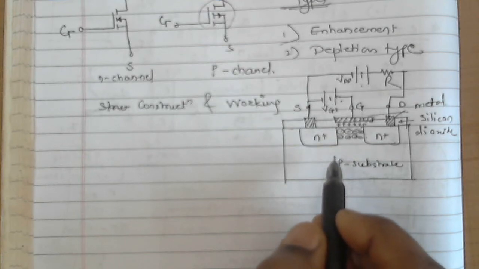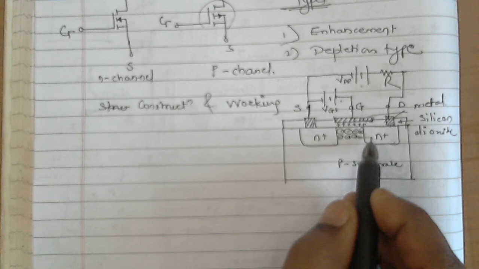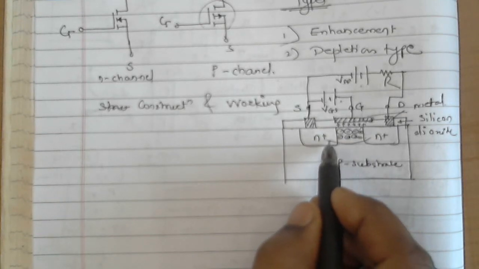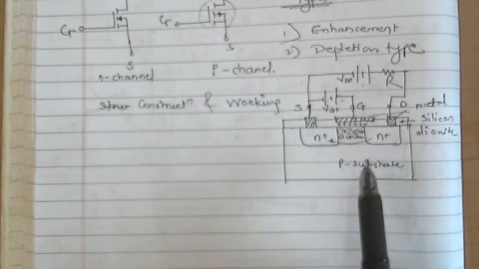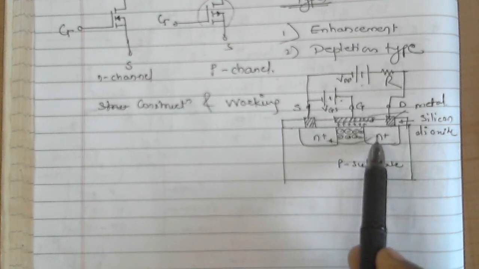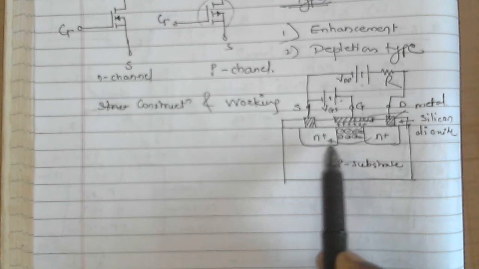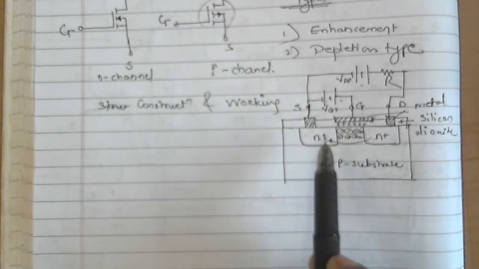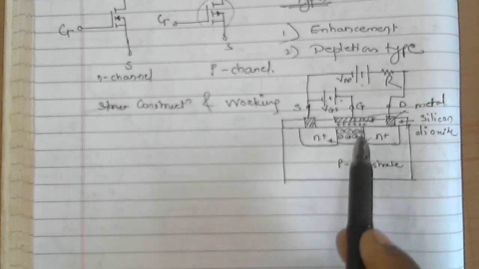Now what will it do? It will allow the flow of current from drain to source through the substrate, because as the amount of these electrons goes on increasing, automatically the electrons from the n plus substrate get diffused, means from drain they get diffused to the source. So this is how it conducts.